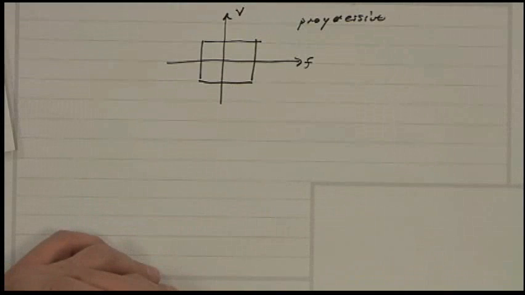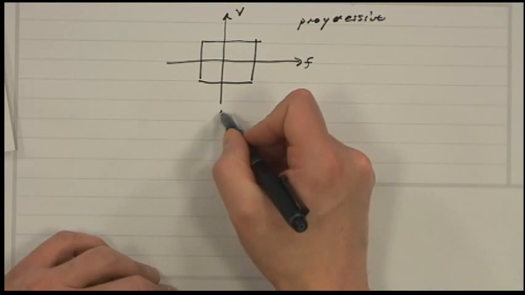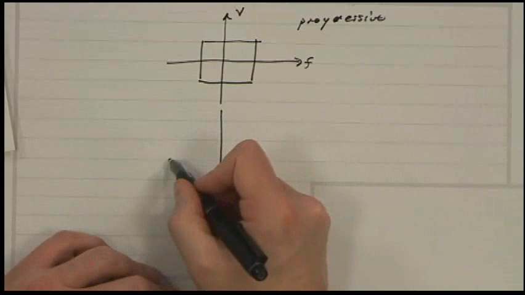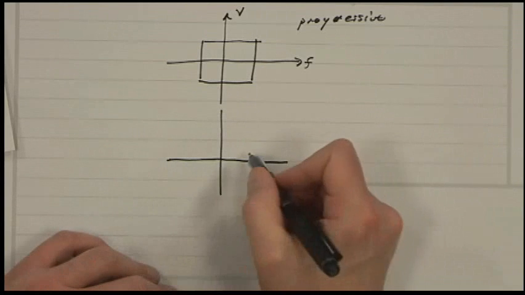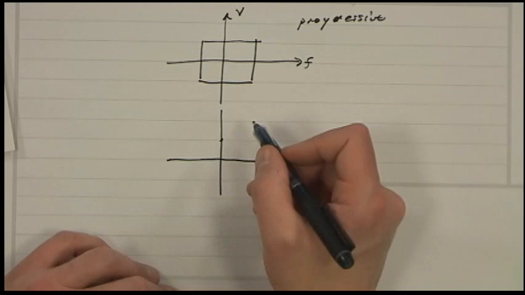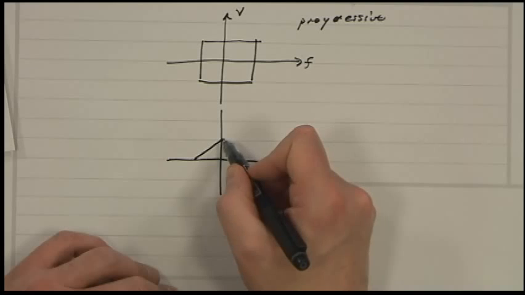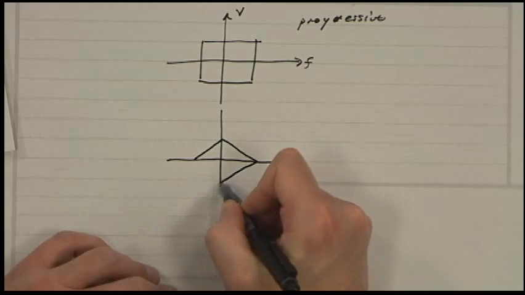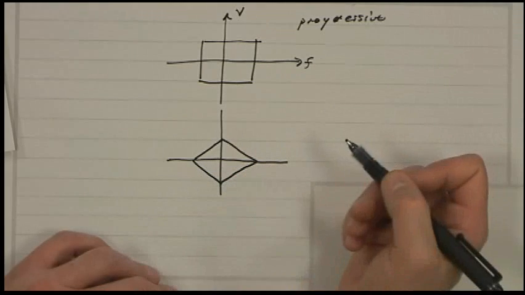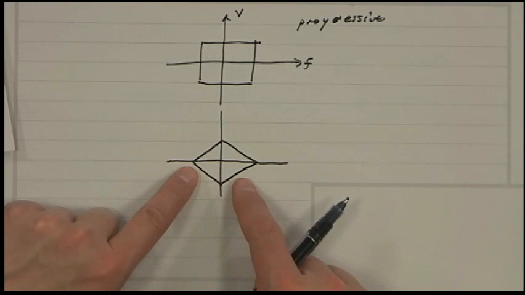Okay, so whereas in the interlaced, you get something like this. That's the frequencies that you can represent. So you get like a diamond pattern.